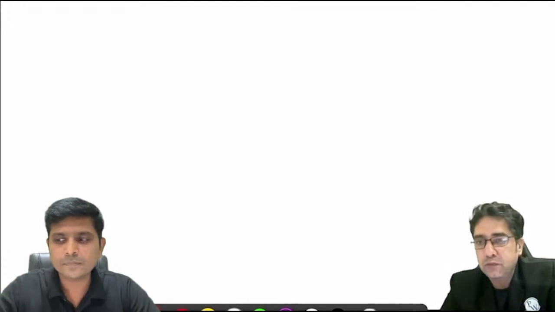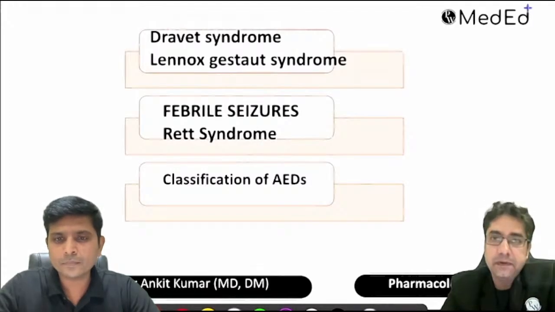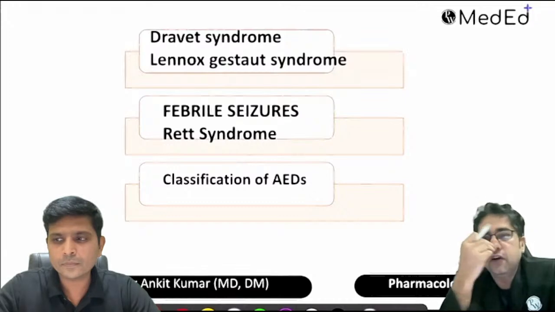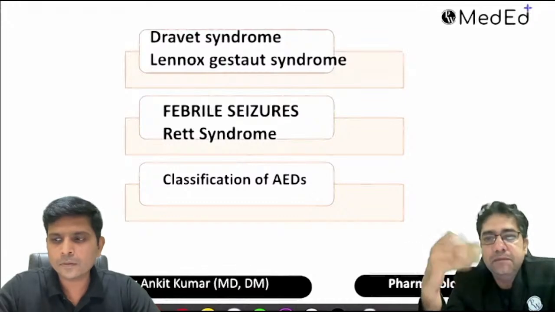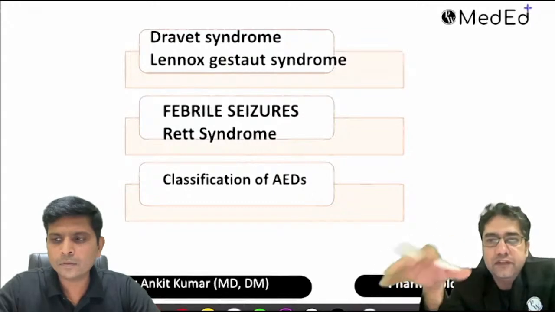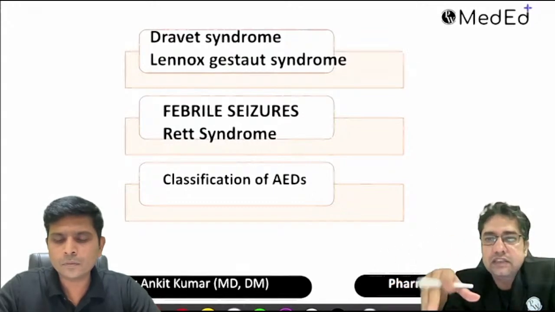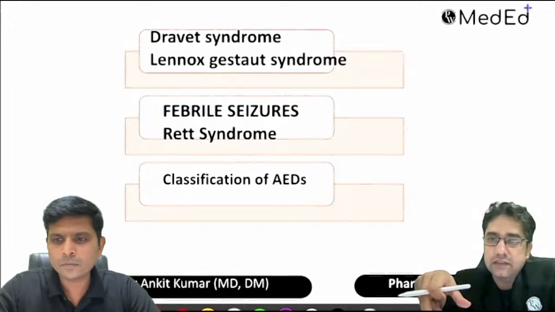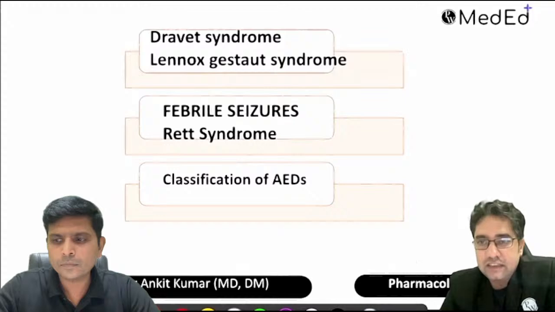So now let's jump over to the pharma part. In the pharma part, how we will approach is, we will see the treatment of all these seizures, which drug you will prefer to use. And after that, in the last section, we will discuss the classification of anti-epileptic drugs. Fine. So let's start with these childhood seizures.